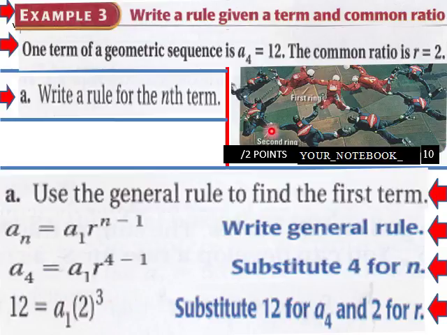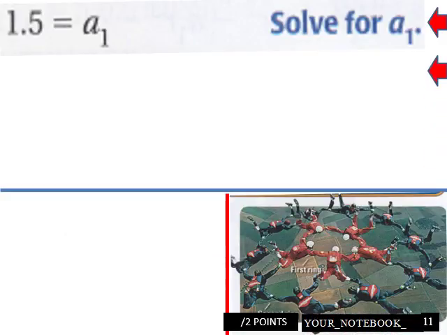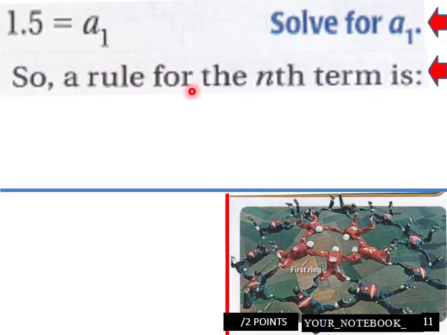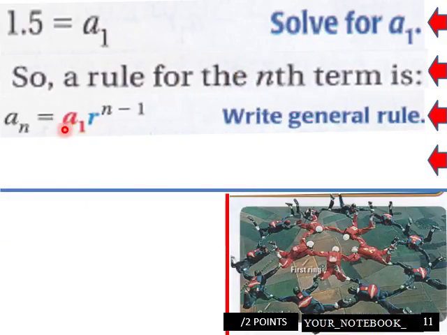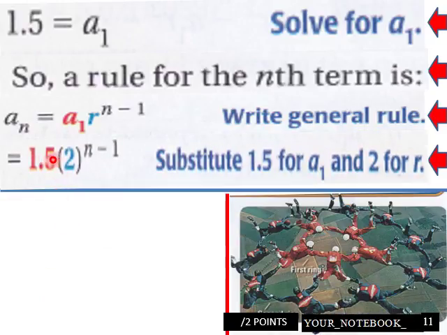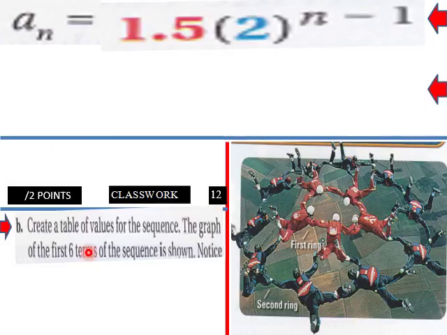So we have a sub 1 times 2 to the 3rd power here. So we're trying to find a sub 1. So 1.5 equals a sub 1. Solve for a sub 1. So a rule for the nth term is, it writes our general rule there. So we go 1.5 times 2 to the n minus 1. Substitute 1.5 for a sub 1 and 2 for r, and then that will give us our sequence. Okay, a sub n equals 1.5 times 2 to the n minus 1.